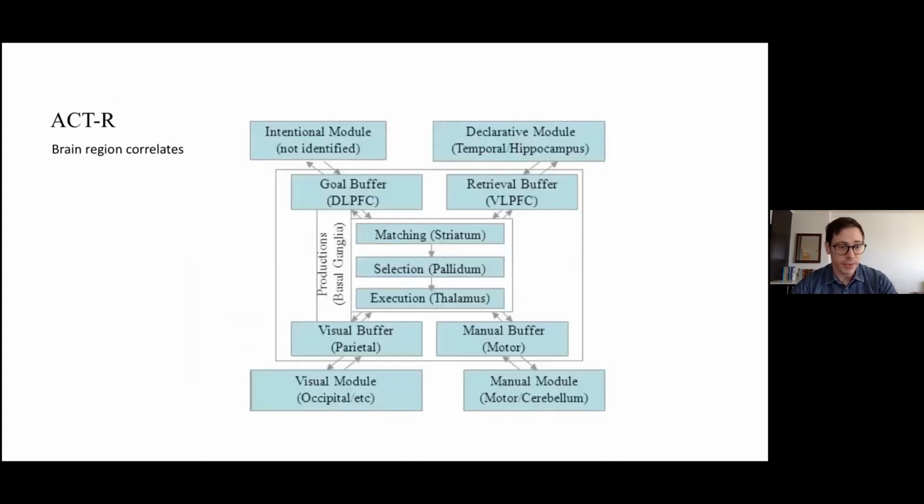This is one that I use, ACT-R, and it's a version of a common model. Input-output functions, declarative memory. For example, the declarative module connects to brain regions, such as the temporal lobe and the hippocampus. You have the visual module in the bottom left, occipital, the manual module in the motor cortex and cerebellum, and then you have the basal ganglia in the middle that has the procedural rules that run the whole system.